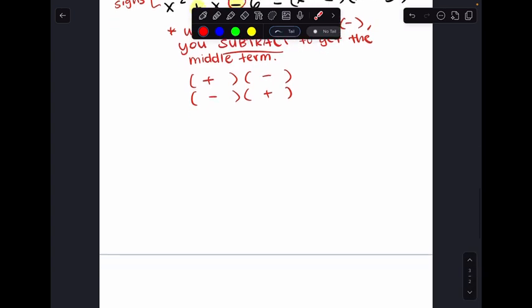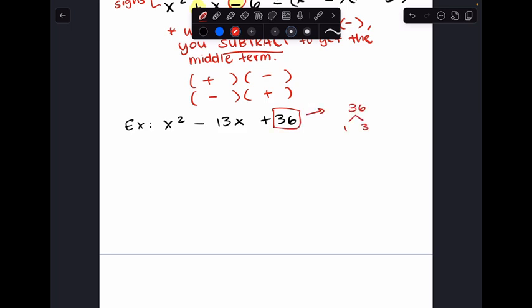So, looking at an example real quick. Let's say you have x squared minus 13x plus 36. So you're still going to factor the same way. We're still going to find our factors of 36. So 36, we got 1 and 36, 2 and 18, 3 and 12. What else?